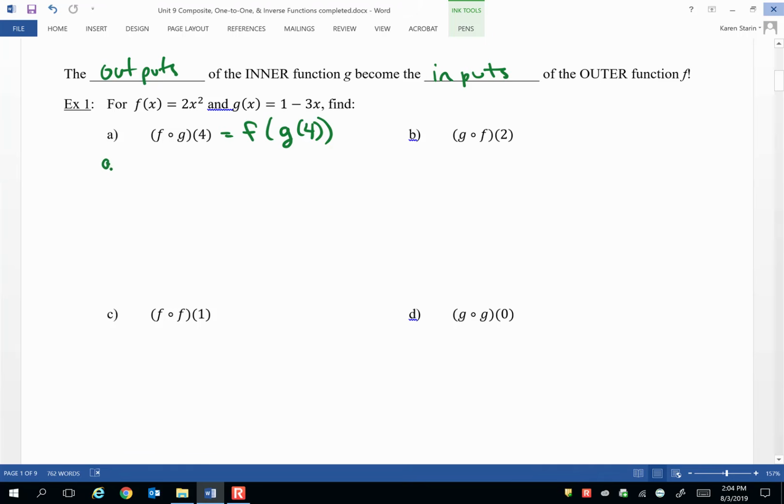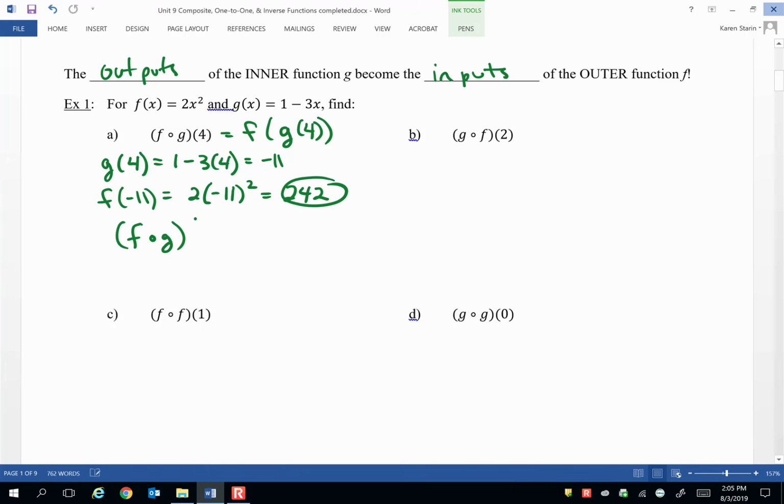So let's find g of 4 first. So g of 4 is 1 minus 3 times 4. So that's negative 11. Now we need to take f of negative 11. And that is 2 times negative 11 squared, so that becomes 242. So f composed with g of 4 equals 242.